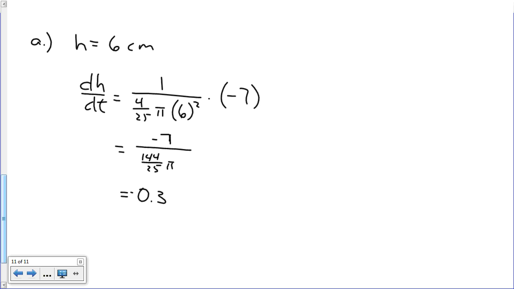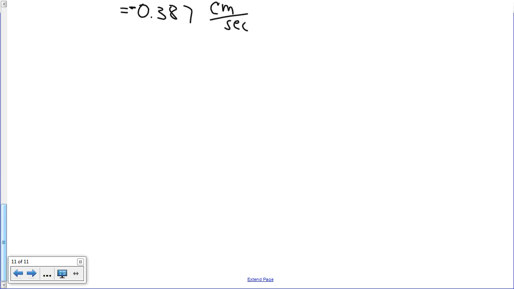Negative 0.387. And that's the change in h over the change in time. So h is measured in centimeters, and the change in time is seconds. So that's centimeters per second. Okay, if you want to leave it in terms of pi like we had up above, you could do that, but just to give an approximation, as far as a decimal is concerned, we had a negative 0.387. So that means that when the height is 6 centimeters, the height is dropping at about 0.38, almost 0.4 centimeters per second.